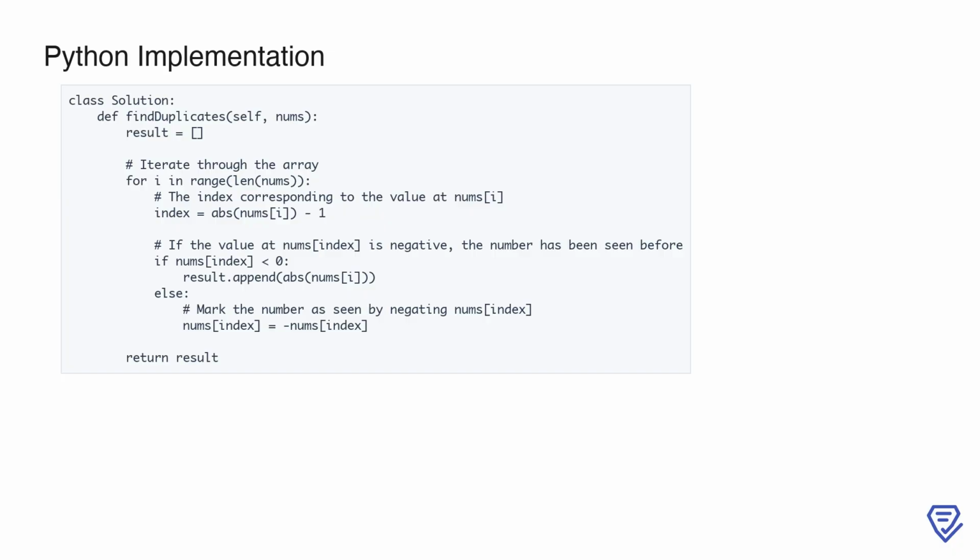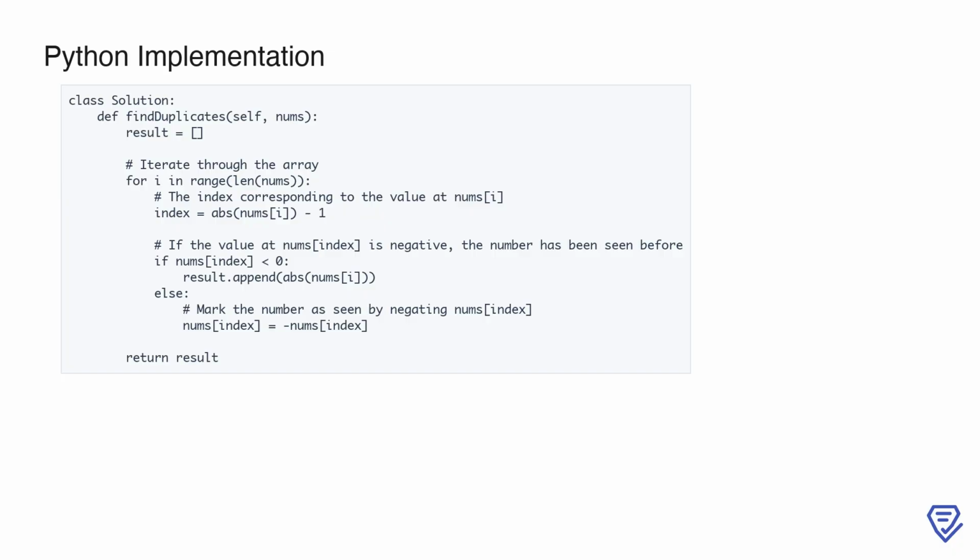Key features. In-place modification. The algorithm modifies the input array to track seen numbers by negating values. This avoids the need for extra space. Time complexity. The solution runs in O(n) time because each element is processed at most twice, once for marking and once for checking. Space complexity. It uses O(1) extra space, as no additional data structures are used.